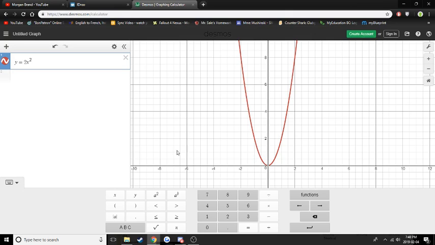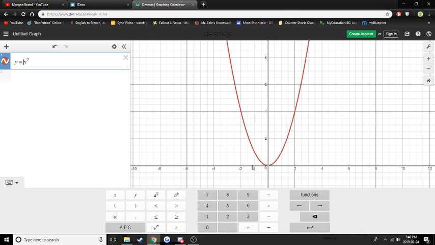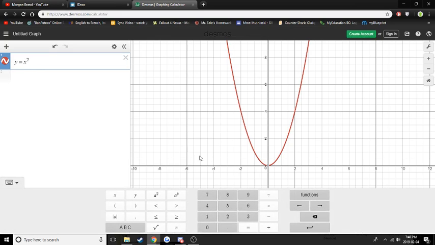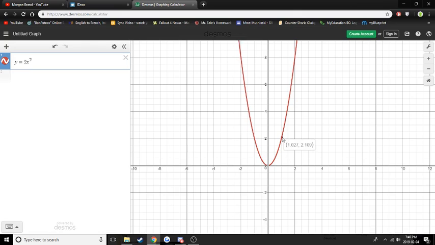What happens is that on the normal parabola, see this point right here, 1, 1, after you do 2, it multiplies the y value by 2. So it would then change into 1, 2. So that's what it does.